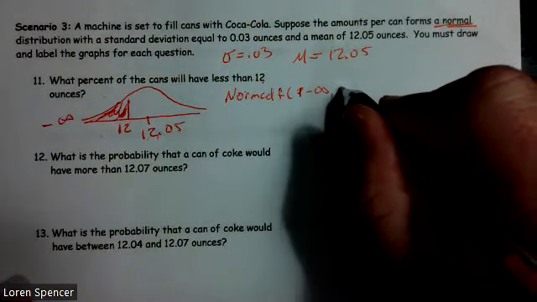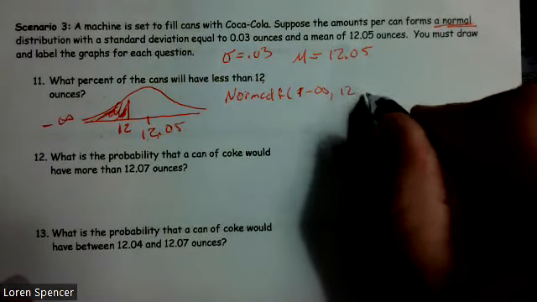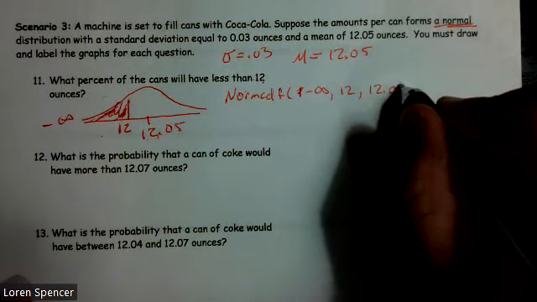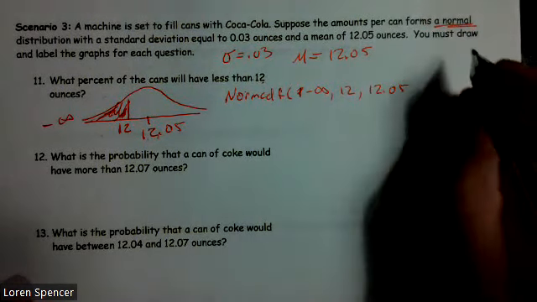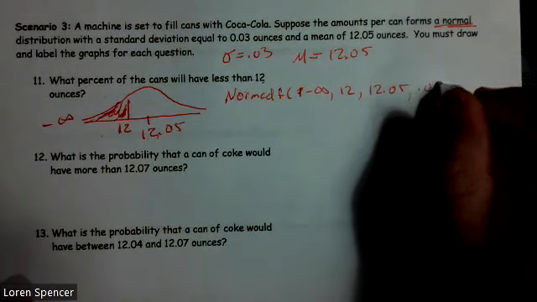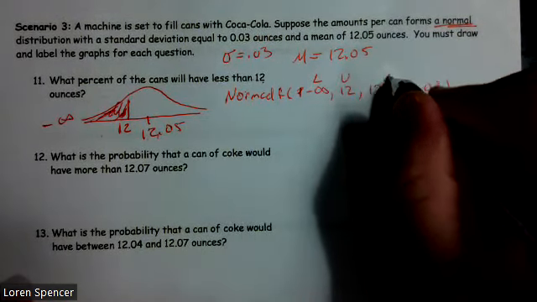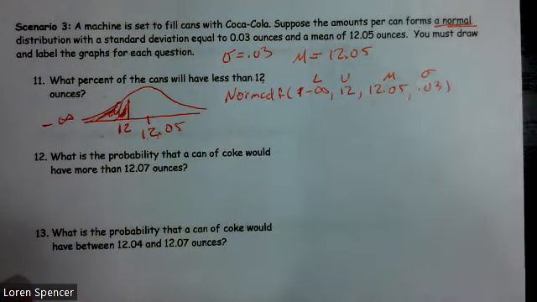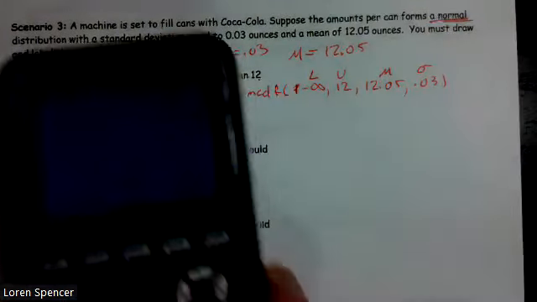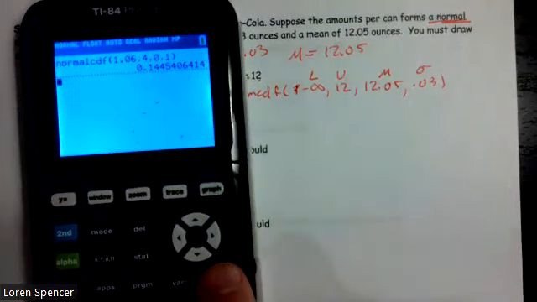Upper bound of 12, because that's the highest part of our shading. Our mean is 12.05 and our standard deviation is 0.03. We need to come back and label those: lower, upper, mean, standard deviation. There they're all labeled. And so now we can go to the calculator.